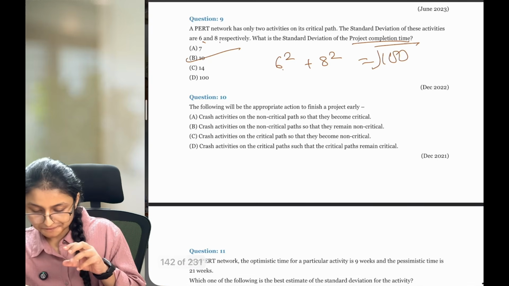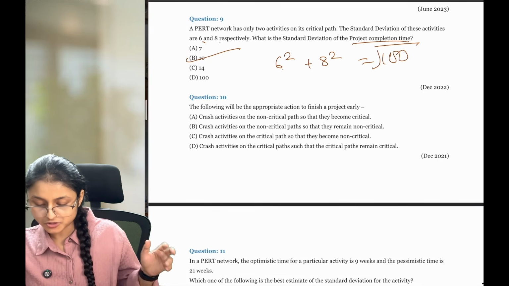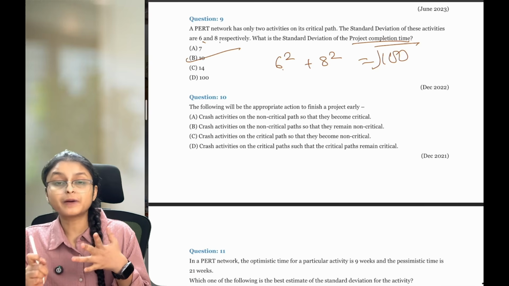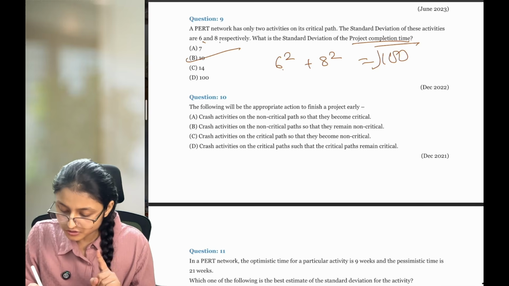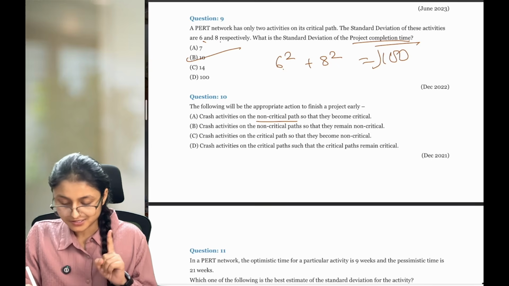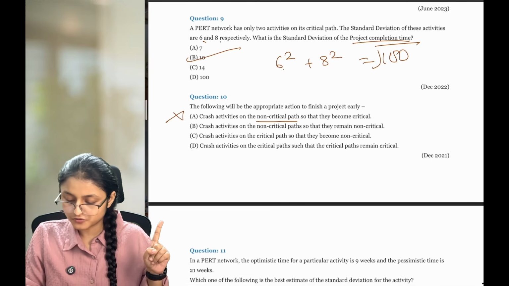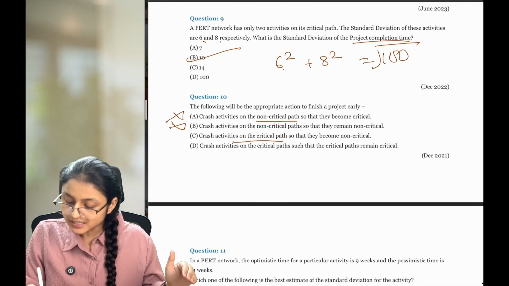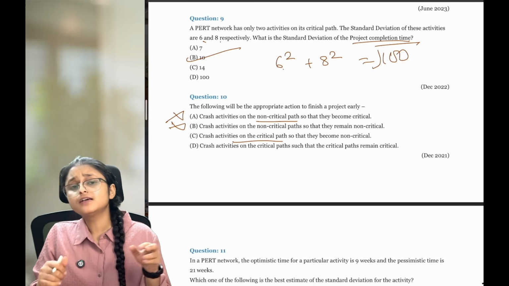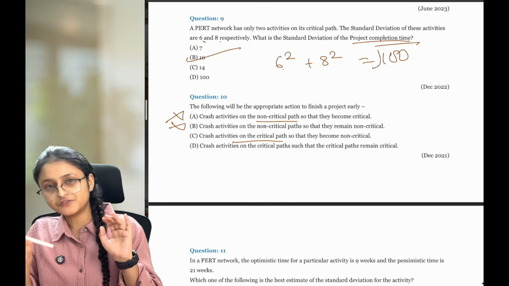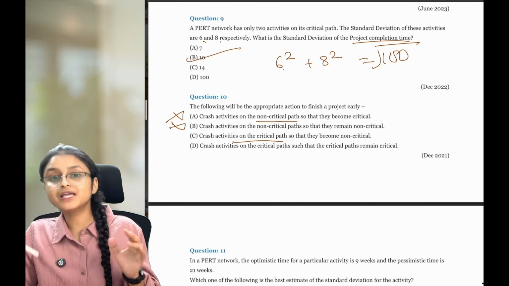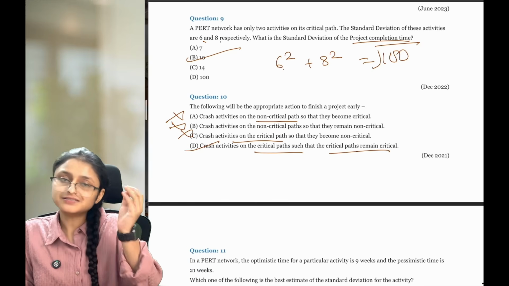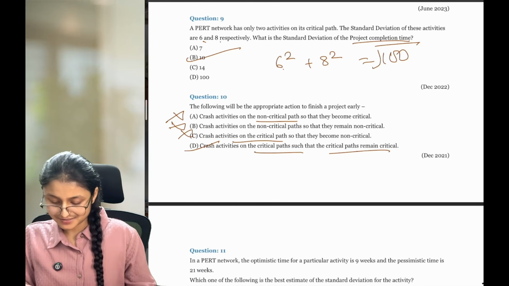The following will be the appropriate action to finish a project early. Whenever you want to finish the project early, you need to focus on the critical path. You are not going to focus on the non-critical path. Crash activity will not be of non-critical path. We are not going to crash the non-critical path. We are going to crash the critical path so that they become non-critical. Answer is no. Whenever we do the crashing of critical path, they don't become non-critical. They remain critical only. So this is also wrong. Crash activity on the critical path such that the critical path remains critical only. This is the correct answer.